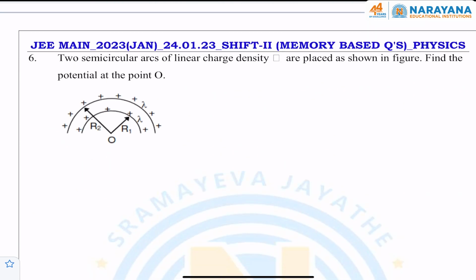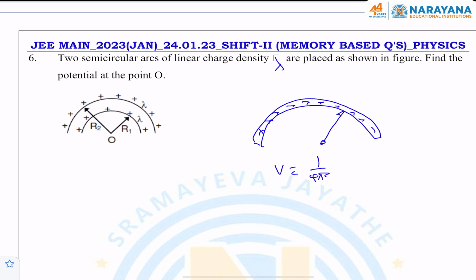Next question. Two semicircular arcs of linear charge density, I think it may be lambda, are placed as shown in figure. Find the potential at O. Whenever a circular wire is given having some charge density lambda, potential at the center due to circular segment can be written as 1 by 4 pi epsilon naught times of Q by R, where R is its radius, Q is total charge. Because each and every elemental charge is at the same distance R from the center, and it is a scalar quantity. So simply we can write like this.